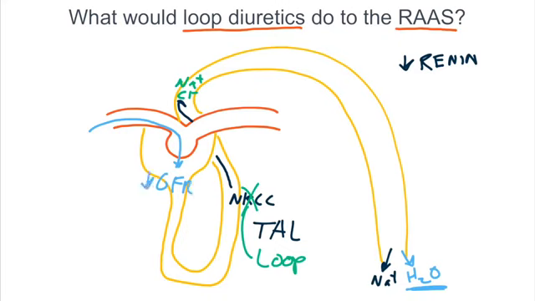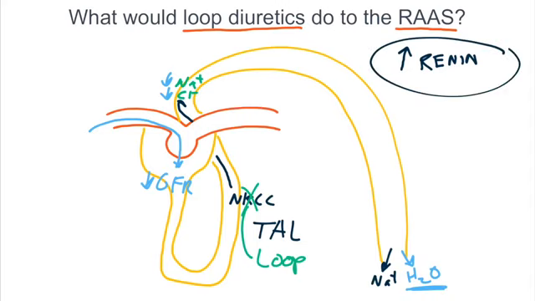And this decreased GFR means that there would be less fluid flow and urine flowing to the macula densa, so that sodium chloride delivery would be decreased. Therefore, renin secretion would actually be increased. There would be more stimulation of the juxtaglomerular cells to secrete renin. In summary, loop diuretics cause enough water loss that the renin-angiotensin-aldosterone system will be stimulated. And this concludes our section on renal endocrinology.